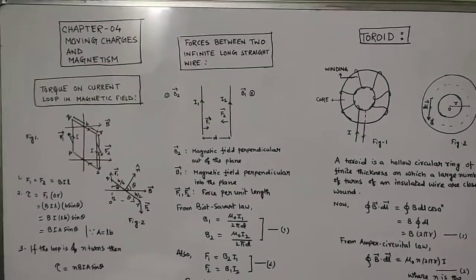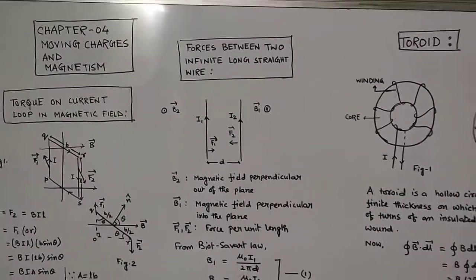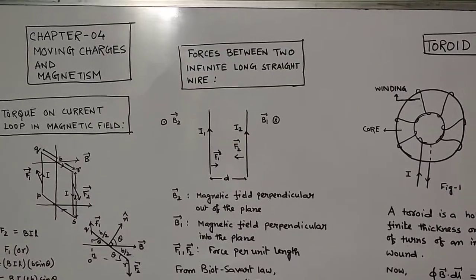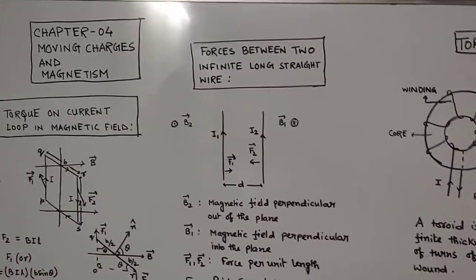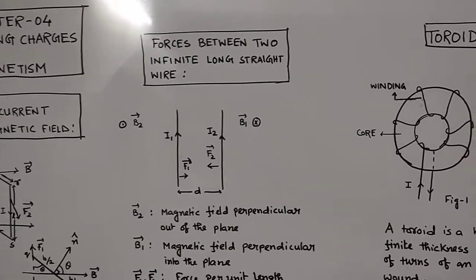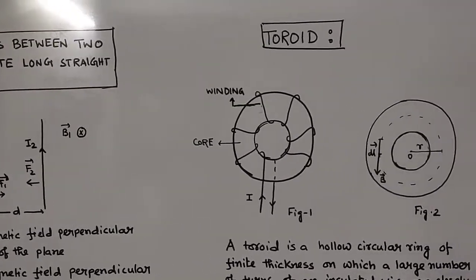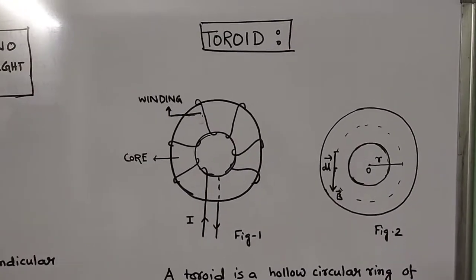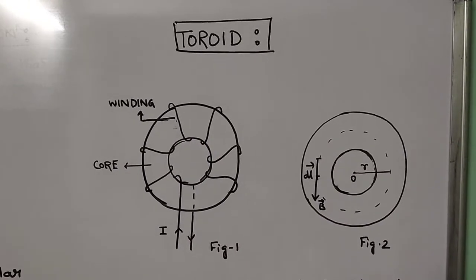Good morning students. Today we are going to discuss a few important topics from Chapter 4, that is your moving charges and magnetism. These topics are very important for your exam. Now the first topic which we are going to discuss is the toroid.